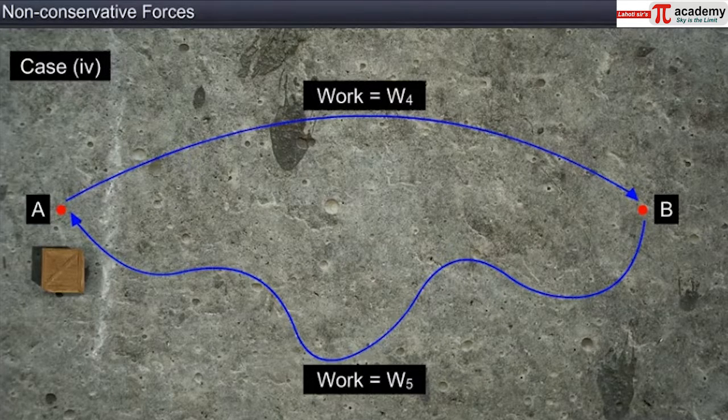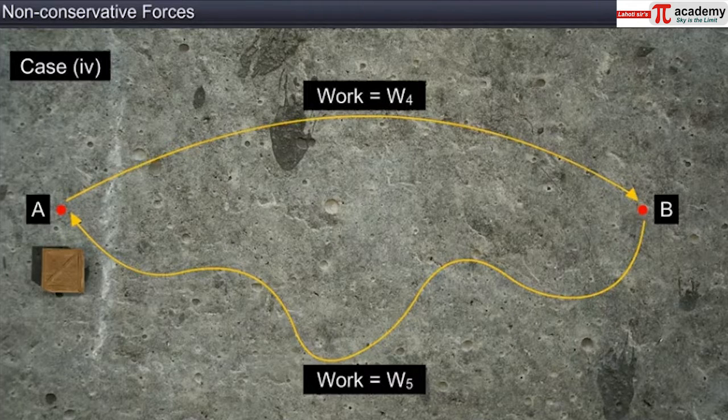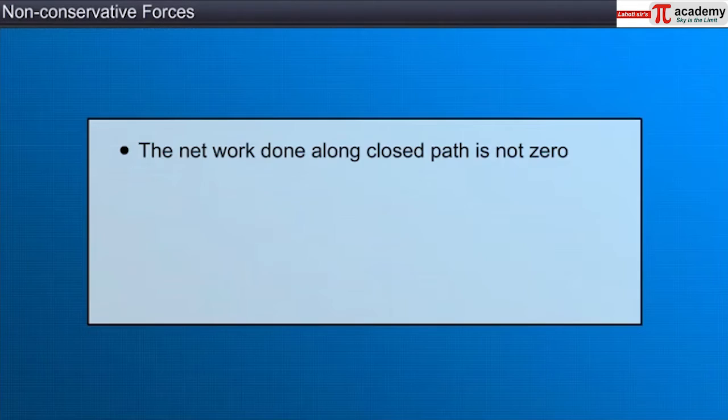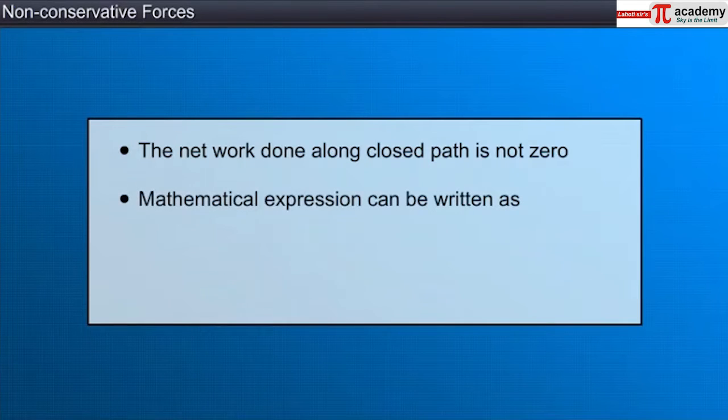The frictional force on the block is different for each different path. Hence, the work done to overcome the friction along each different path is also different. So, W4 is not equal to W5. As a result, the net work done along the closed path is not zero. It is mathematically expressed as closed integral F dot ds not equal to 0. This equation is applicable to all non-conservative forces.